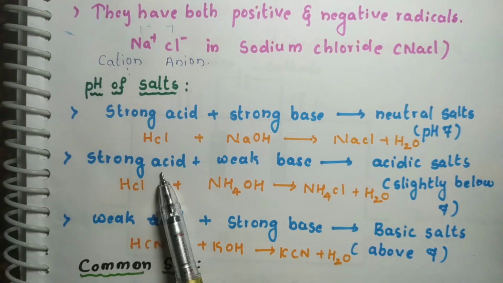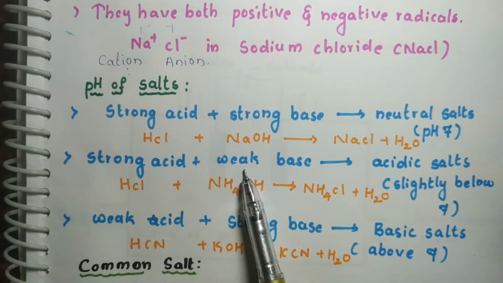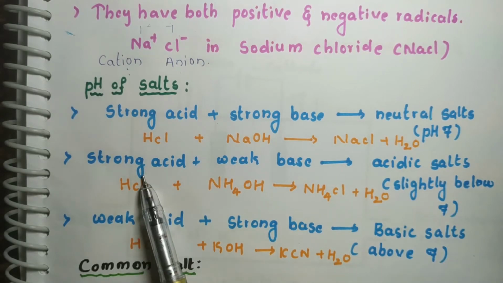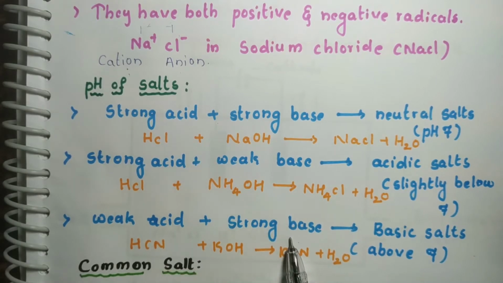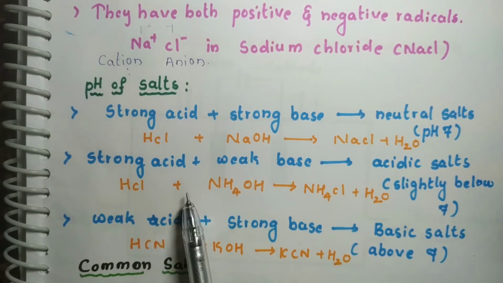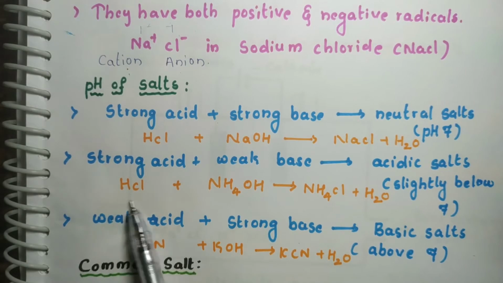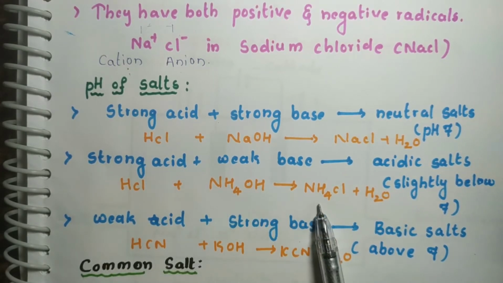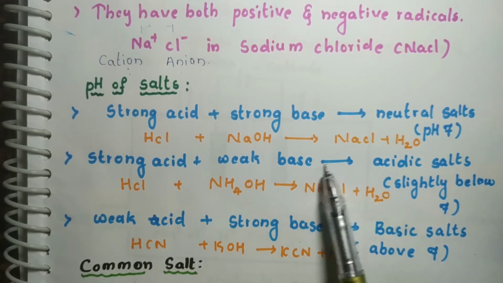When the acid is stronger and the base is weaker, it will always form acidic salts, as the strong acid is involved. When a weak acid and a strong base react, they will always form basic salts. Let us see an example of acidic salt formation. When hydrochloric acid, a strong acid, reacts with ammonium hydroxide, it forms ammonium chloride and water. Ammonium chloride is slightly acidic. The pH of ammonium chloride is below 7.